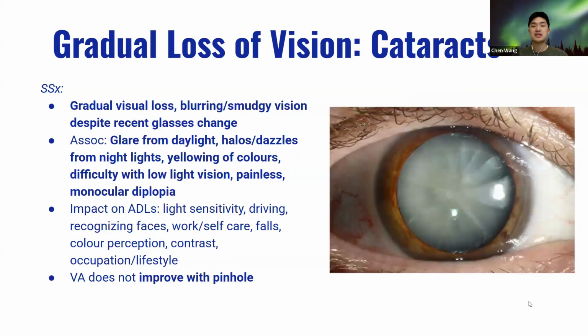So the patients might complain that they have gradual visual loss, and they may have blurring and smudgy vision despite a recent glasses change. That really shouts out to you that it's not a refractive error. And they may have some glare from daylight. They might have trouble with night driving due to halos. They might have a progressive yellowing of the colors due to the cataract.